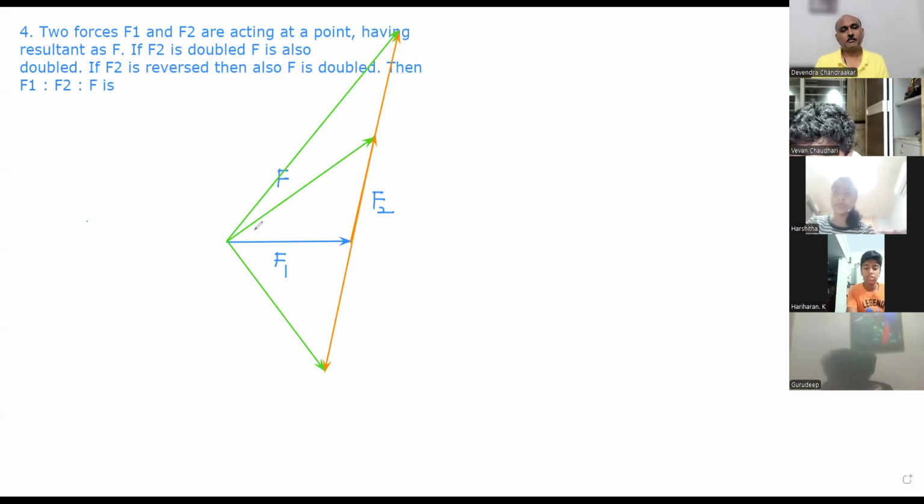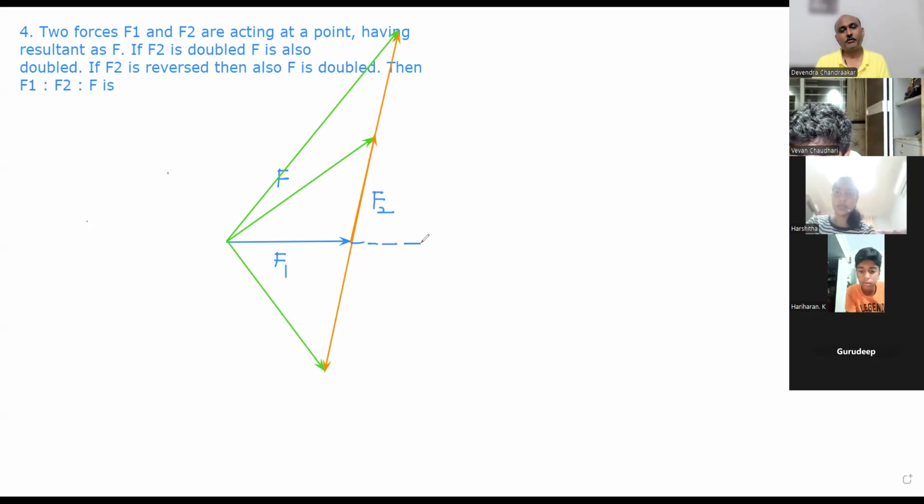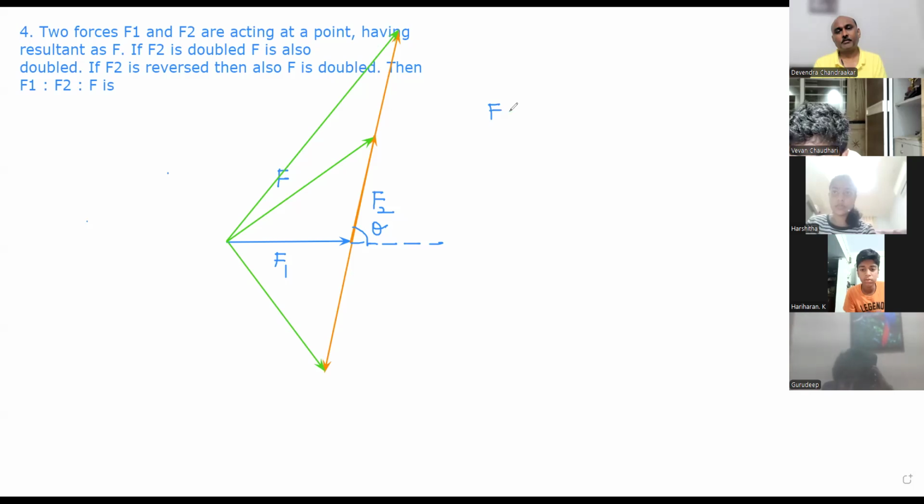So see, let's say the angle between F1 and F2 is theta. This is how you should attempt it. F1 and F2 are here. Capital F is the resultant force. So capital F is equal to root of F1 square plus F2 square plus 2F1F2 cos theta, using the triangle law of addition of vectors. All of you know this. Did all of you understand? If I remove the square root, it becomes a square sign here.